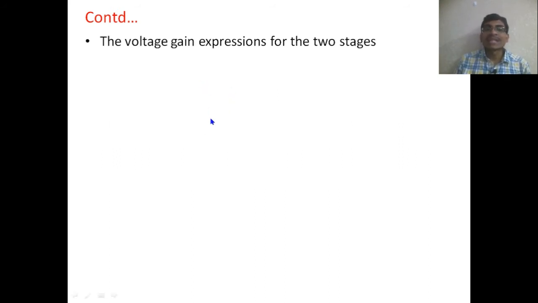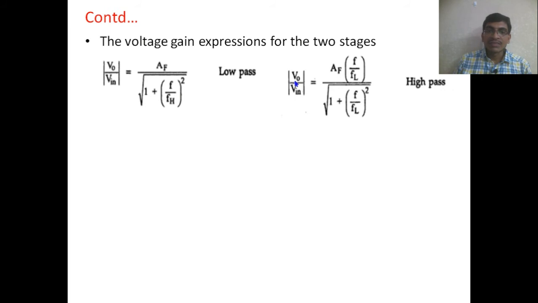curve. The voltage gain expression for the two stages is given as V0 by Vin, which for the low pass filter is AF by square root of 1 plus (F by FH) whole square. For the high pass filter, V0 by Vin is equal to AF into F by FL divided by square root of 1 plus (F by FL) whole square, which is the gain equation for the first order high pass filter. These two equations are for the first order low pass and first order high pass, which we have already derived in the last class.